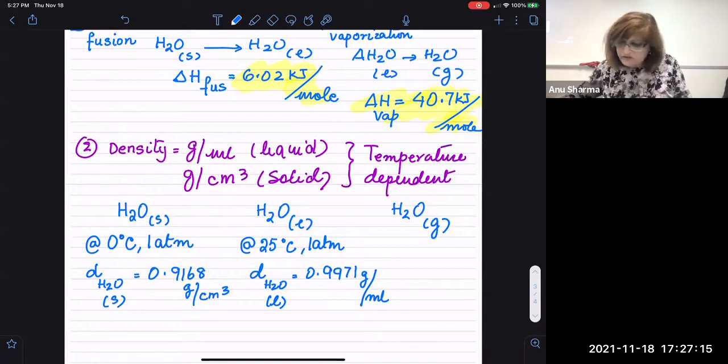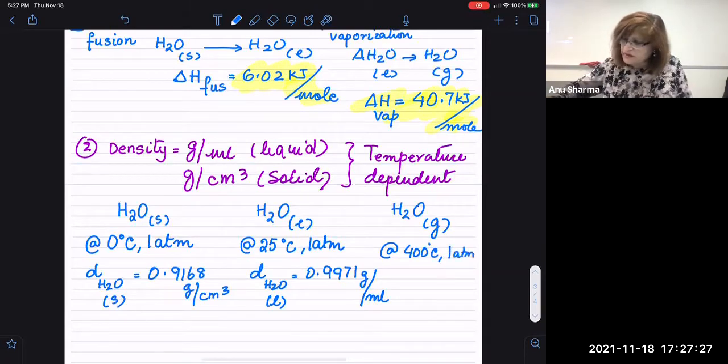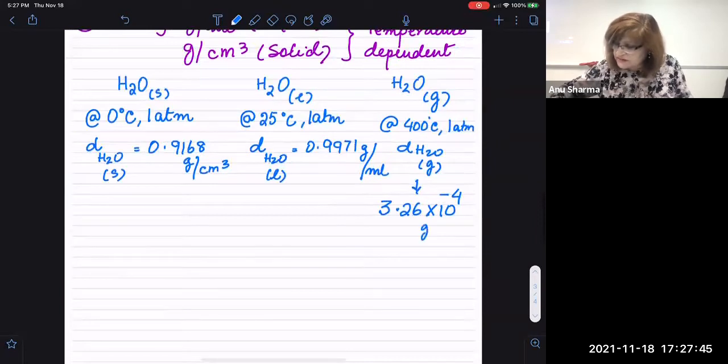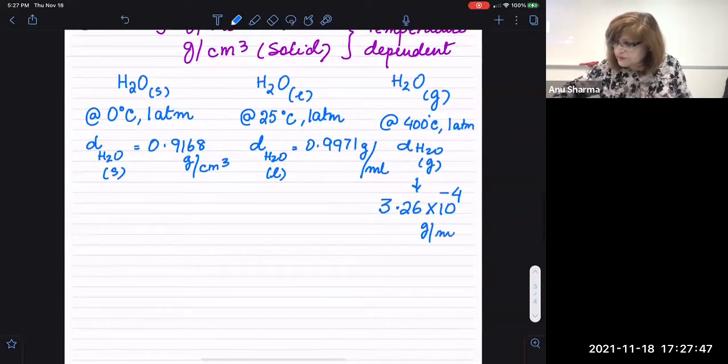But now look at the density of water in a gaseous state. In a gaseous state at 400 degrees Celsius, that's when the water is really, really boiling, and 1 atm, that's a normal pressure, the density of water in the gaseous state is 3.26 times 10 to the power -4 grams per milliliter. Since this is a gas, it can be anything.